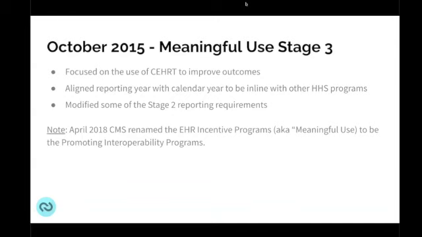So I do have a note down here that in April of 2018, CMS actually renamed the EHR incentive programs, which we think of as meaningful use, to the promoting interoperability program. So the program didn't vanish. A lot of people wonder, whatever happened to meaningful use? Well, in 2018, meaningful use was rebranded to promoting interoperability.